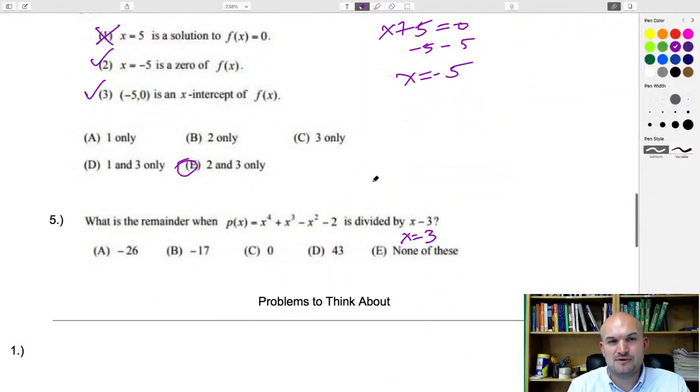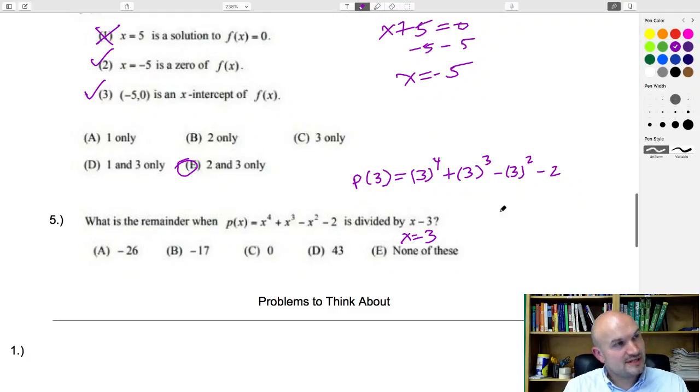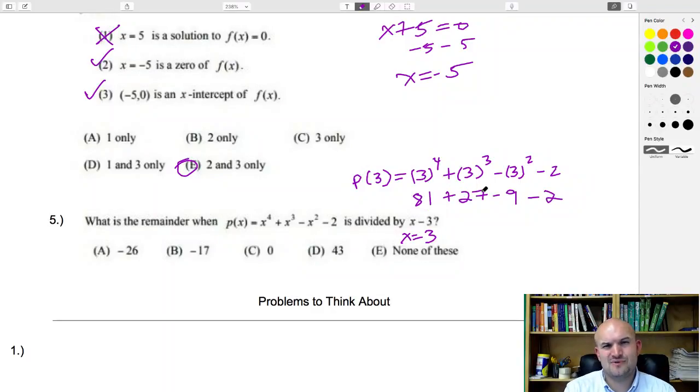So in this case, we're going to do the exact same thing, but we're going to do p of 3. And that's going to be 3 to the 4th plus 3 cubed minus 3 squared minus 2. 3 to the 4th, so 3 cubed is 27, that's 54, that's 81. So 81 plus 27 minus 9 minus 2. And I can see here that adding 81 plus 27, even if I subtract 9 and 2, is not going to be anything here, so that is going to be none of these.